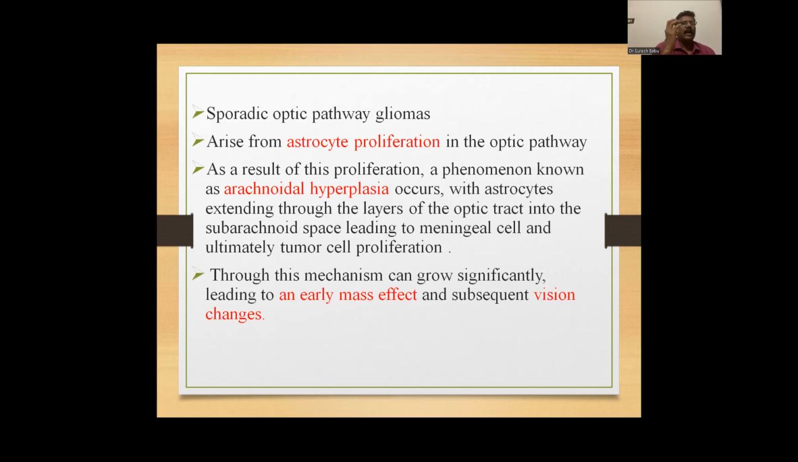So in sporadic optic pathway gliomas, what happens? They usually arise from astrocyte proliferation in the optic pathway in a phenomenon called arachnoidal hyperplasia. These astrocytes extend to the various layers of the optic tract, invade the subarachnoid space, and lead to tumor cell proliferation. Because of this, they can grow significantly and cause early mass effects, subsequently leading to vision changes. So there is astrocyte proliferation and arachnoid hyperplasia. All these lead to aggressive growth of sporadic optic pathway gliomas. Next slide, please.